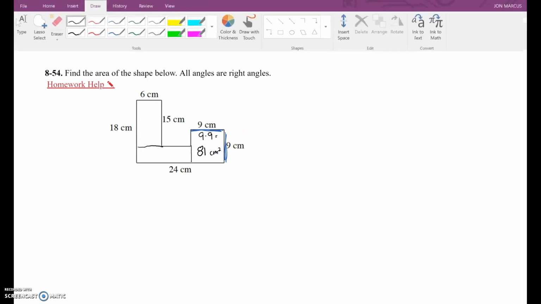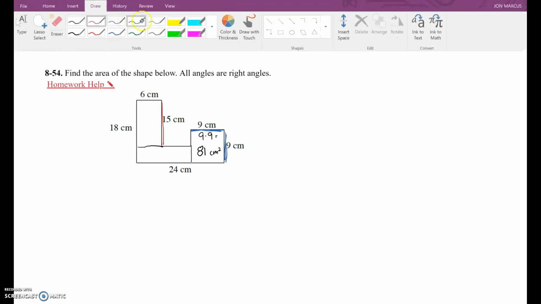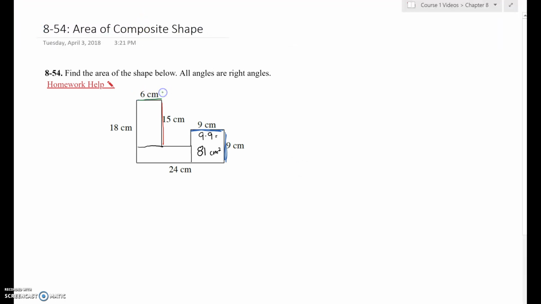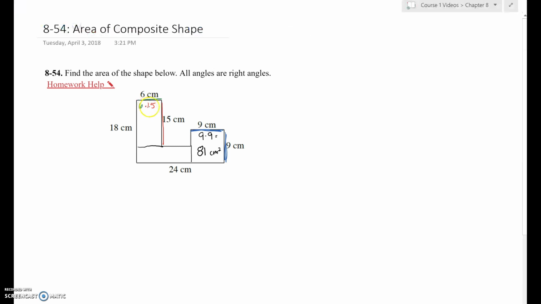Now I'm going to look at this shape here, and ooh, okay, cool. I've got a 15. I've got a 15 from here to here times a 6. I'm going to run out of colors, but that's all right. A 15 times 6. So this is a 6 times 15. Is how to find the area of rectangles. And 6 times 15. 6 times 10 is 60. And 6 times 5 is 30. So 60 plus 30 is 90. So that's 90 square centimeters right there.